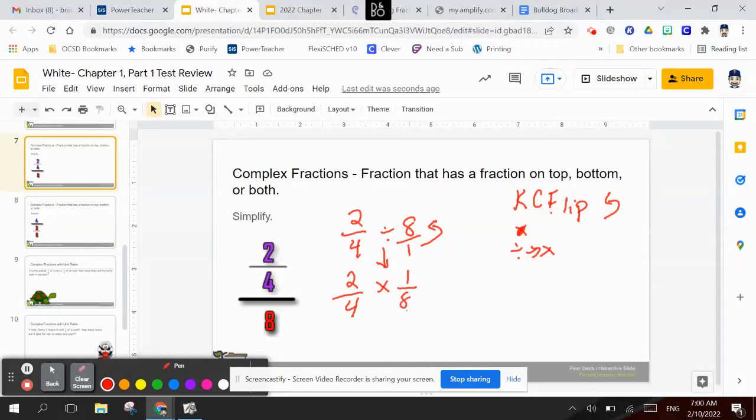I'm going to simplify before I multiply. This is where I look at the opposite numerator and denominator and see if they have a common factor. In this case, I know 2 is a factor of 8. So 2 divided by 2 is 1. And 8 divided by 2 is 4. So now I can multiply. 1 times 1 is 1. 4 times 4 is 16.